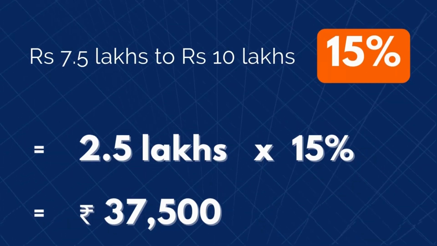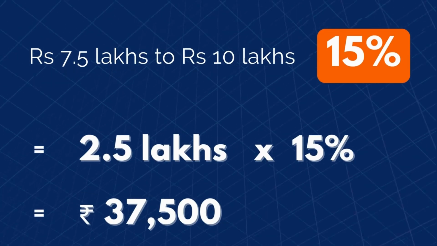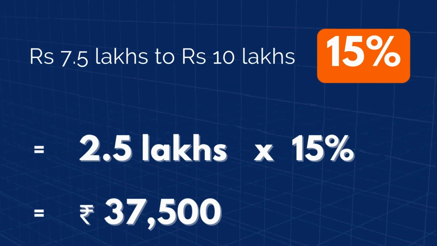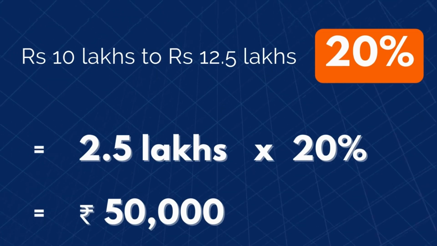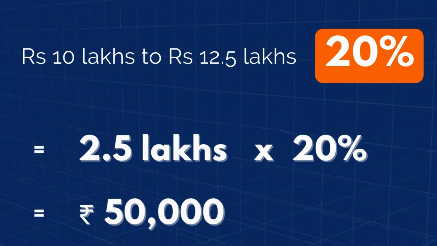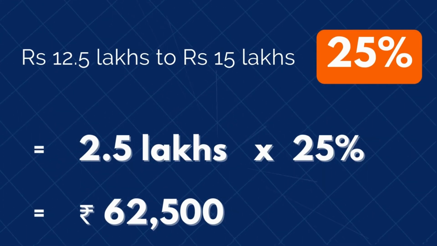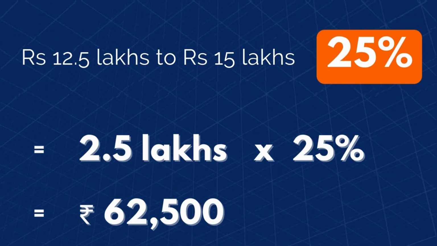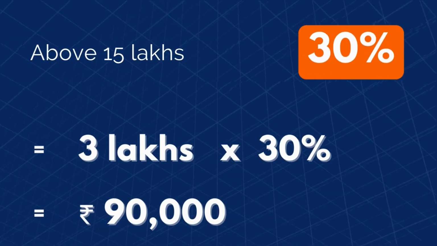Similarly, on any income between 7.5 to 10 lakhs, you will have to pay 15% tax, which amounts to 37,500 rupees. Next, on your income between 10 to 12.5 lakhs, you will have to pay 20% tax, which amounts to 50,000 rupees. Thereafter, on any income between 12.5 lakhs to 15 lakhs, you will have to pay 25% tax, which amounts to 62,500 rupees. Lastly, on your income above 15 lakhs, you will have to pay 30% tax.